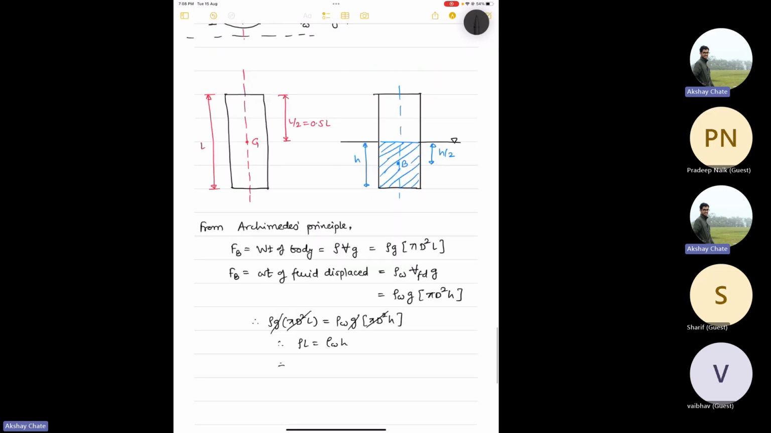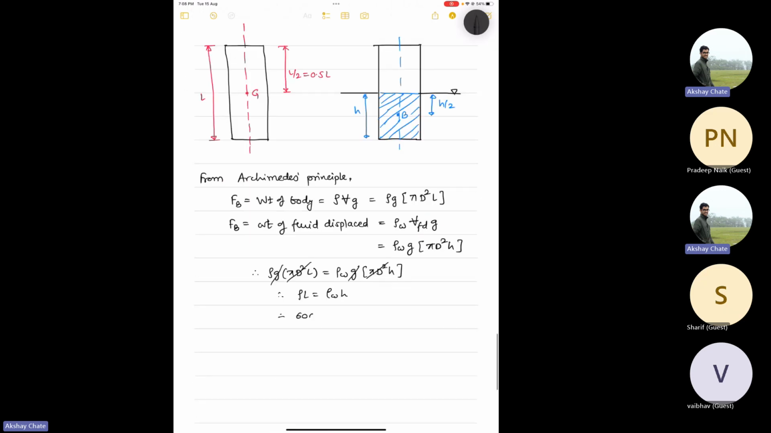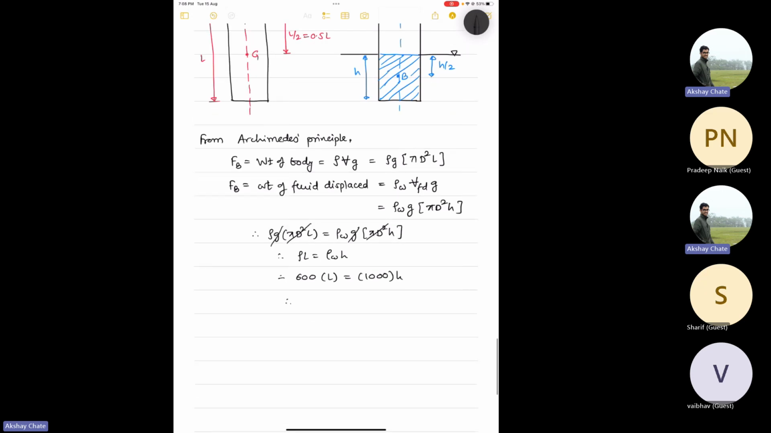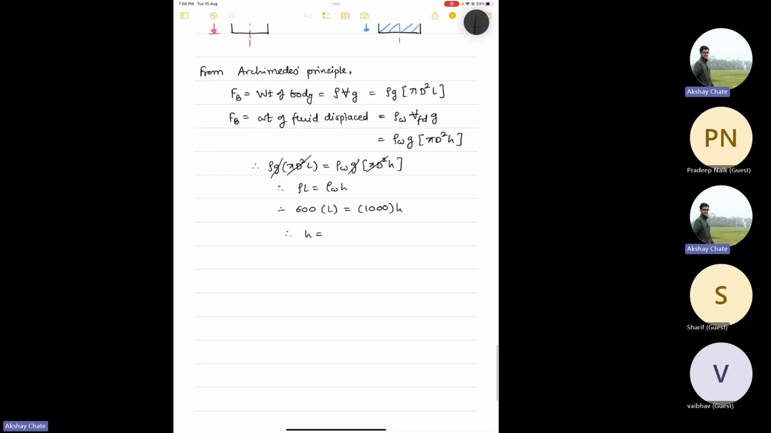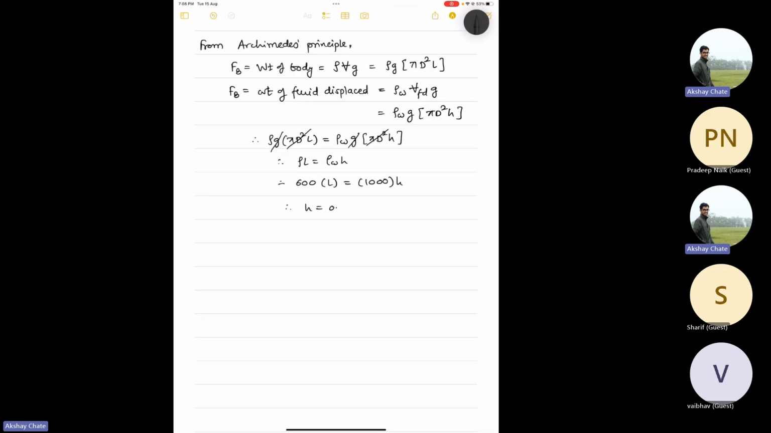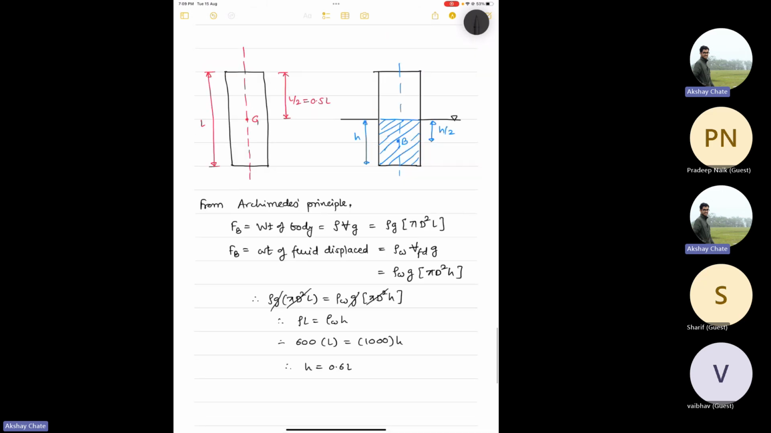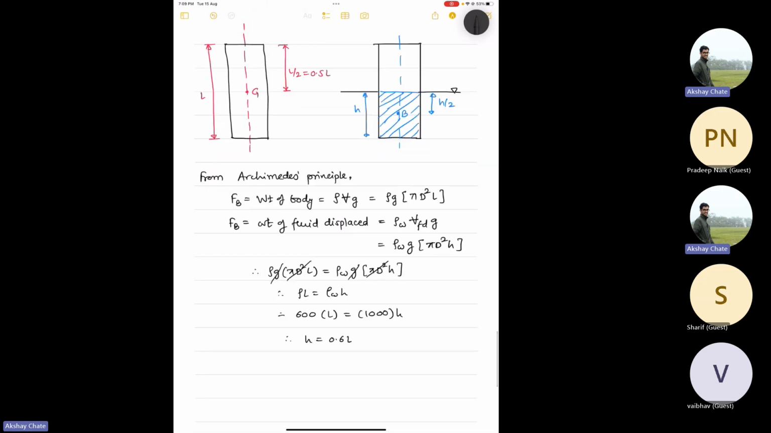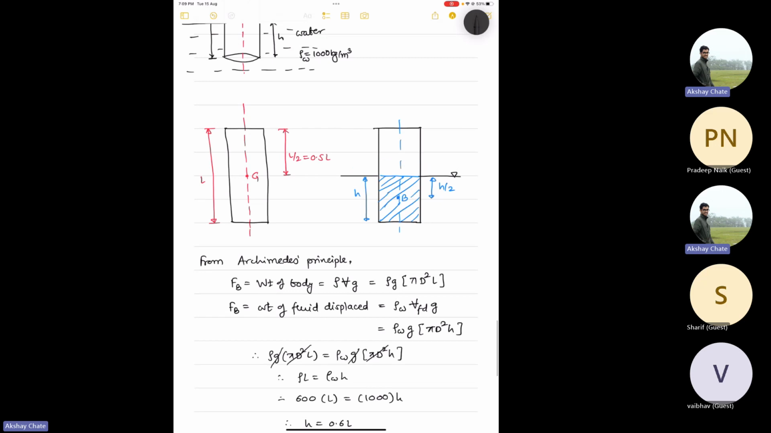Now rho is given in the question, which is 600 kg per meter cube into L, and water density is 1000 into h. So from here, what you get? H is 0.6 times L. So now we have some more information, right? So now H is 0.6 times of L. So if you go to this figure, this H is equal to 0.6 times of L. So half of the H will be 0.3 times of L. So this information also we have now.